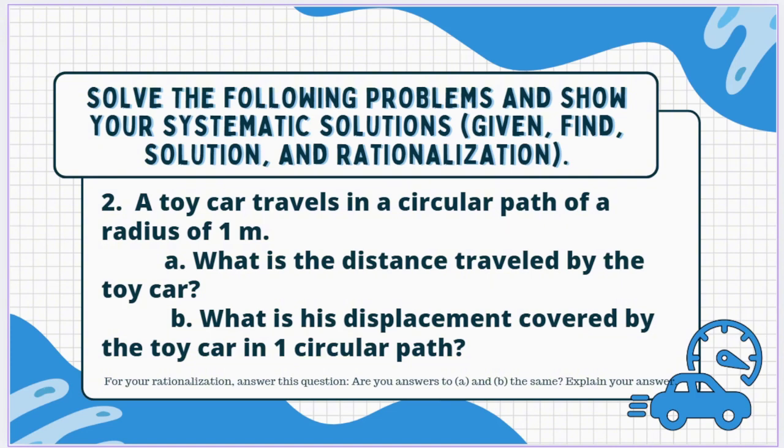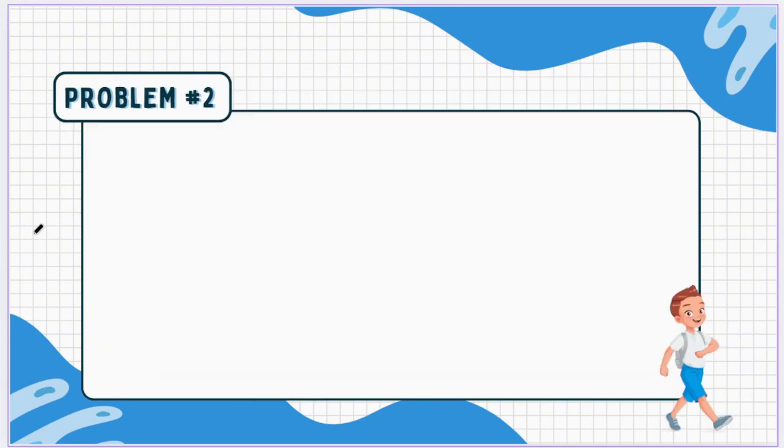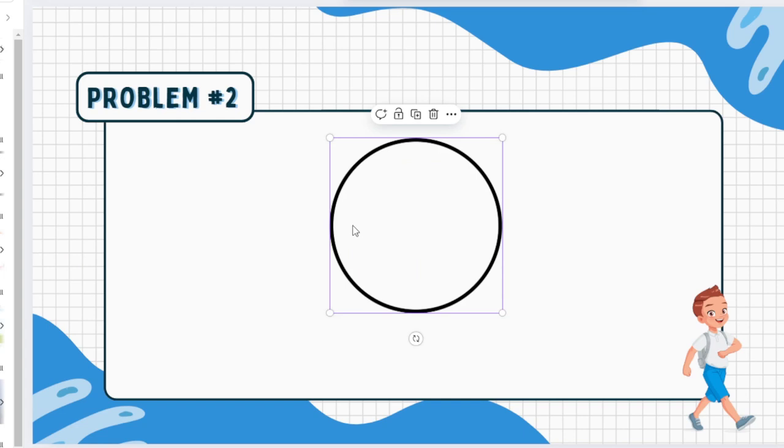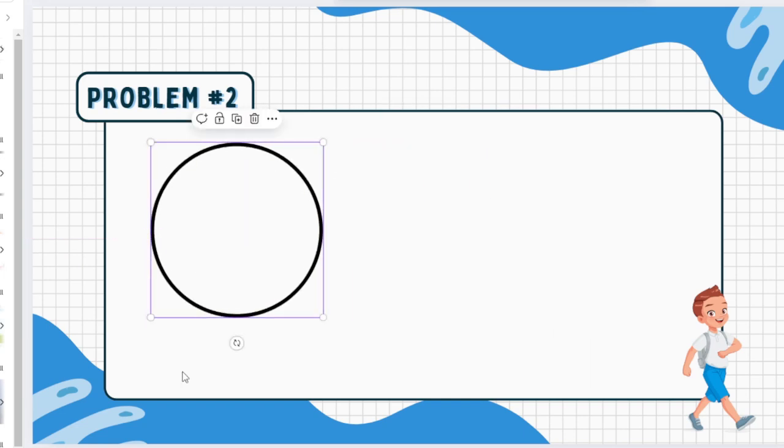A toy car travels in a circular path of a radius of 1 meter. So, letter A, what is the distance traveled by the toy car? And letter B, what is the displacement covered by the toy car in one circular path? Okay po, so drawing po natin yan. So, we have a toy car traveling a circular path. So, let's say this is your circle. Okay po, let's say that is our circular path.